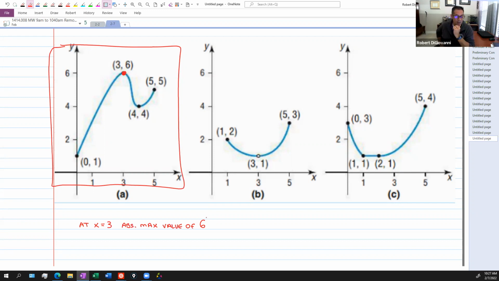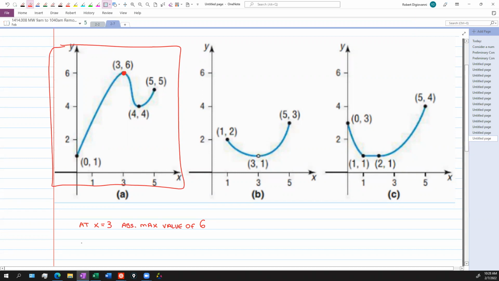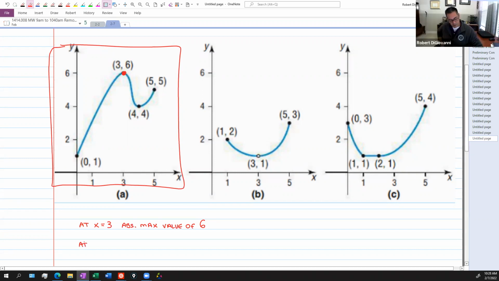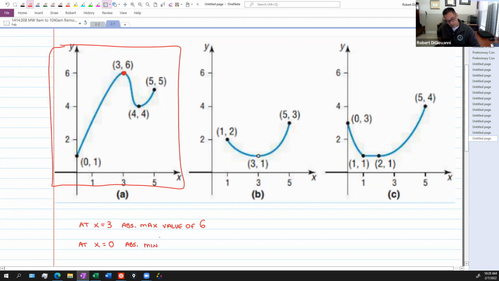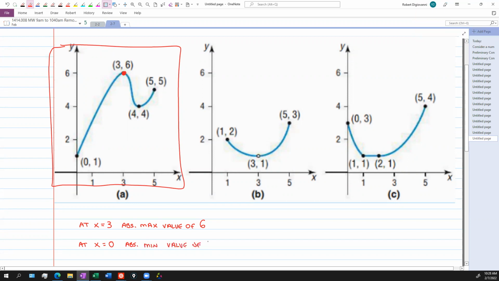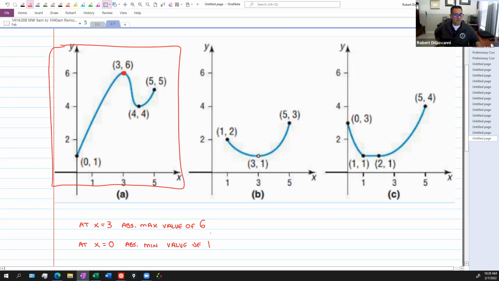Annika, how about absolute minimum value? Do you have a lowest point on this graph? The 0 and 1? Okay, so we would say at x equals 0, you have an absolute minimum value of 1. Okay, that makes sense to everyone? Good job. All right, we're moving on.